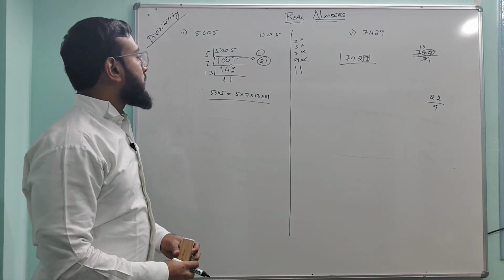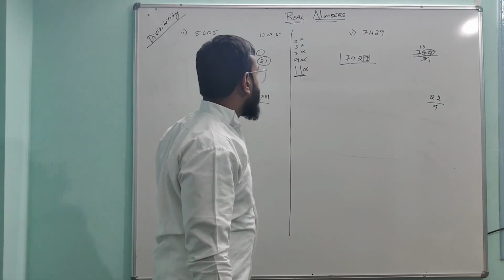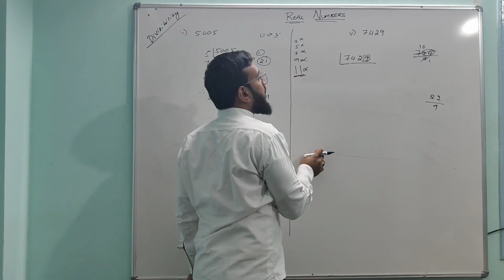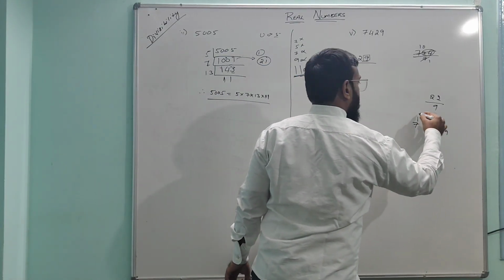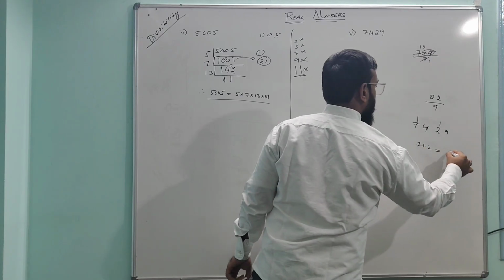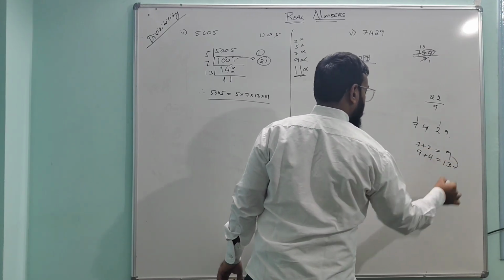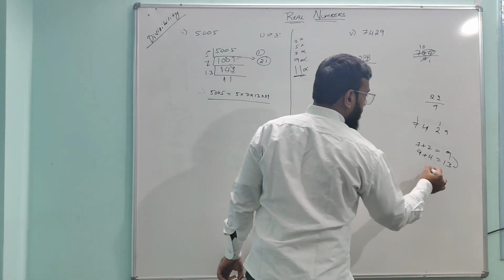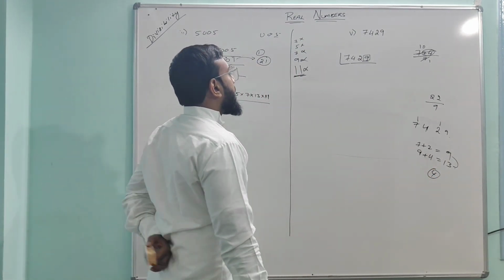11. How did I teach you the divisibility of 11? Checking with odd-place and even-place digits, correct? 7, 4, 2, 9. Odd places: 7 plus 2 is 9. Even places: 4 plus 9 is 13. 13 minus 9 is 4, but 4 is not divisible by 11. We are not getting 0 also.